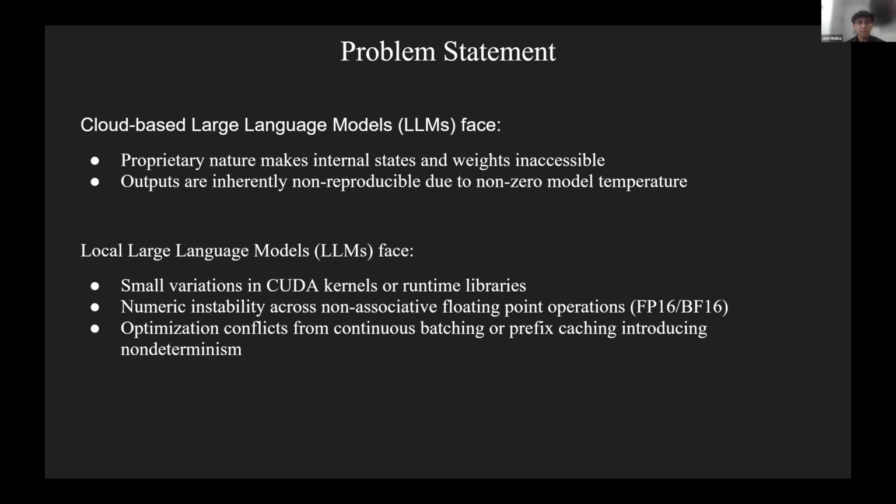For local language models, there are small variations in CUDA kernels or runtime libraries, meaning that you'd have to stay on the same system. There is numeric instability across non-associative floating point operations, and all that means is that if you ever quantize the model, say to floating point 16, brain floating point 16, or even further down, you can't guarantee determinism. Furthermore, if you try to optimize your model for things like continuous batching or prefix caching, this would also introduce non-determinism, with the entire point being that you have to stay at the most basic level of the model with its full weights and size.